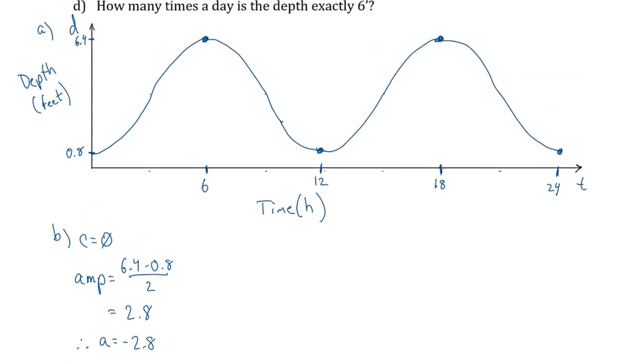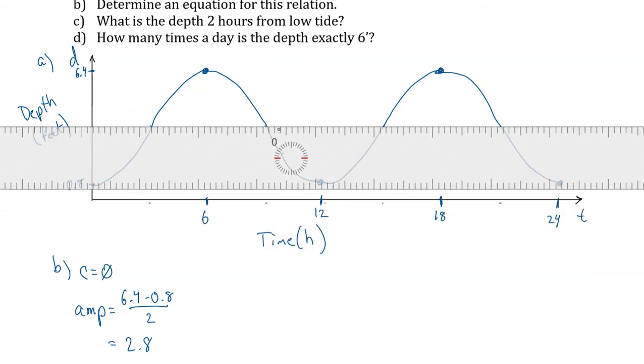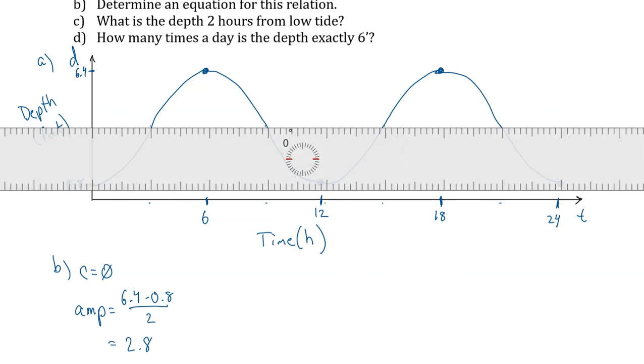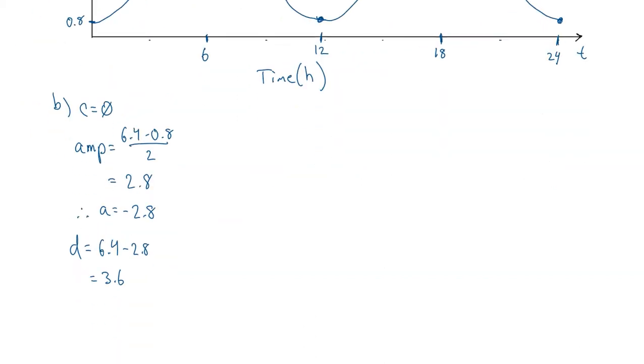I like to mark the 0 line on my graph. I just think that it helps visualize the whole thing, but it's not required. Okay, what are we missing? We've got A, we've got C, we've got D. We're missing K. How do we find it?